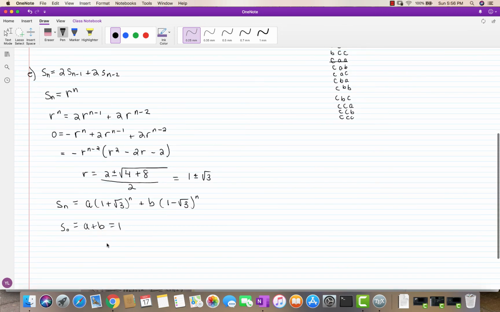Okay, and then S1, that's going to give me a times 1 plus root 3 plus b times 1 minus root 3. That's supposed to equal 3. And what I have now is a system of equations that I can solve for a and b. Plugging those back into my Sn formula here gives me a closed form. So I'll just go through that quickly. I'll fast forward when I edit this.